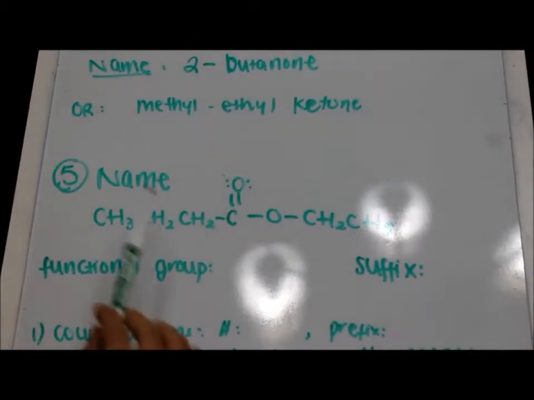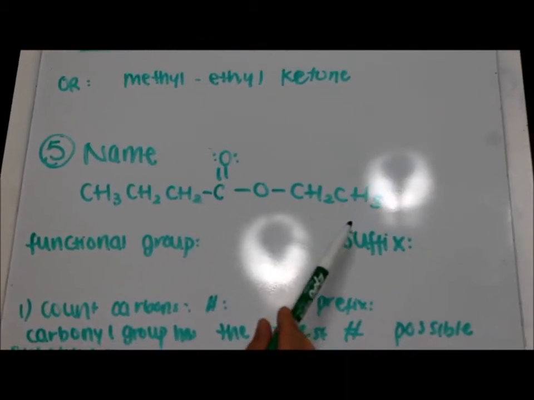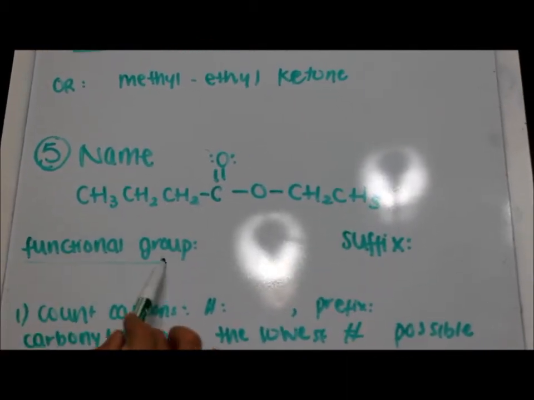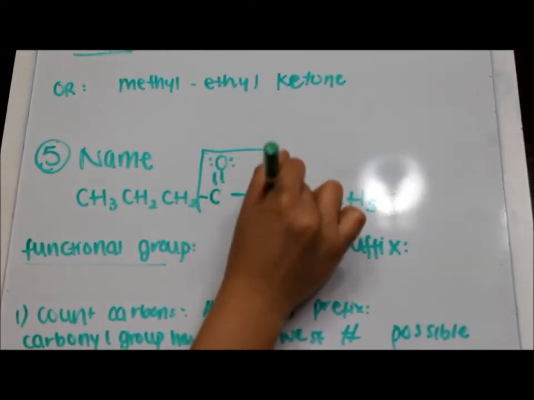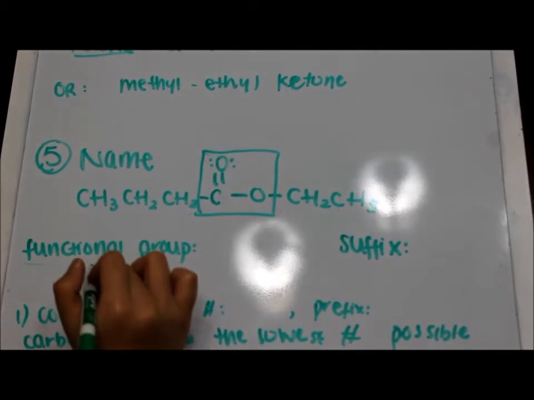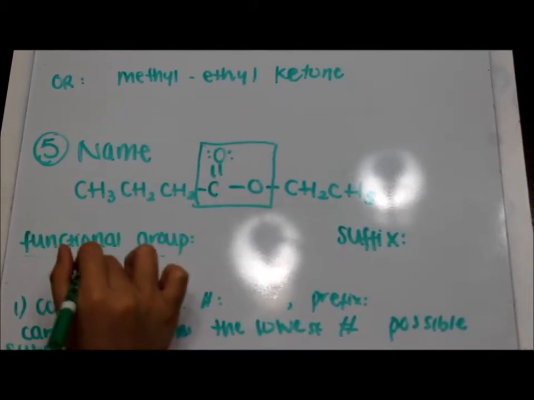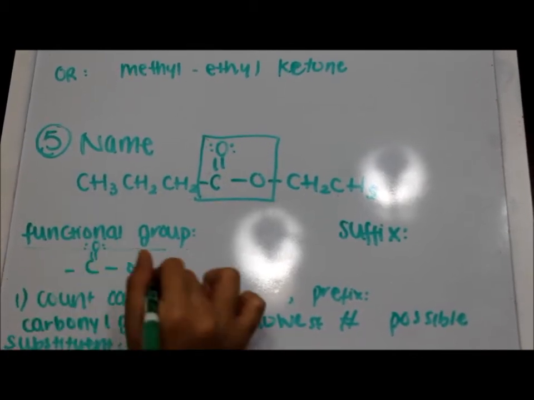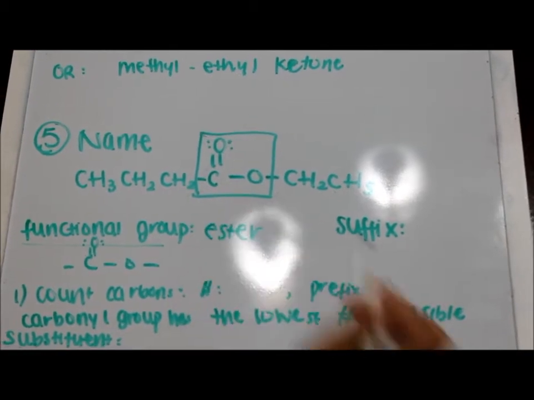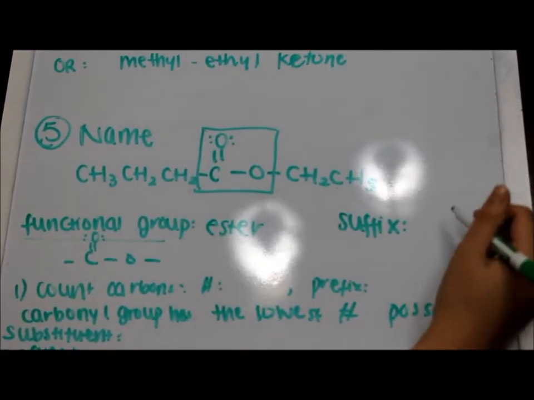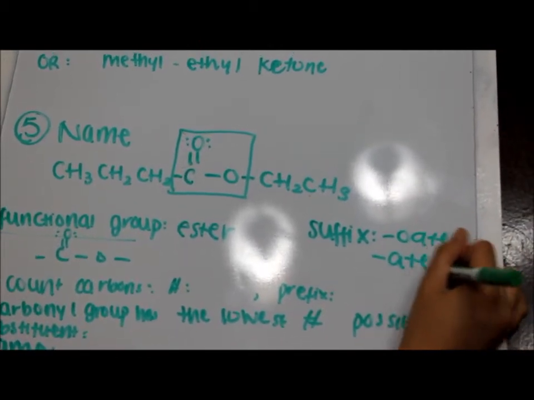The next example, we're going to name this compound, and as we've always done, we're going to find what the functional group is, and it is right here. The functional group in this case is actually the ester. For esters, the suffix can be -oate or maybe -ate.